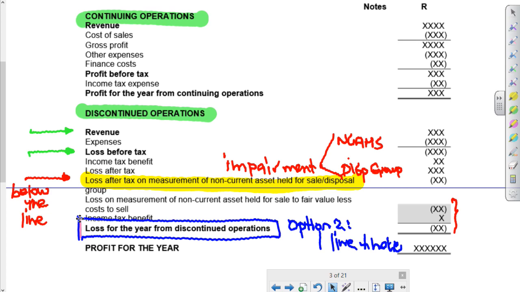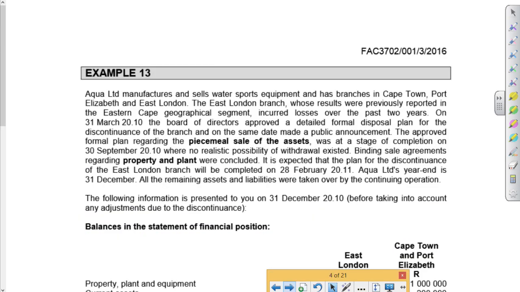And anyway, in exams, when this gets asked, they don't ask you to do both P&Ls. They just ask you to do the second one. So they say, do the P&L for the discontinued operation only, not for the rest. Okay. All right, so last week, we looked at this company, this example 13, which was Aqua.